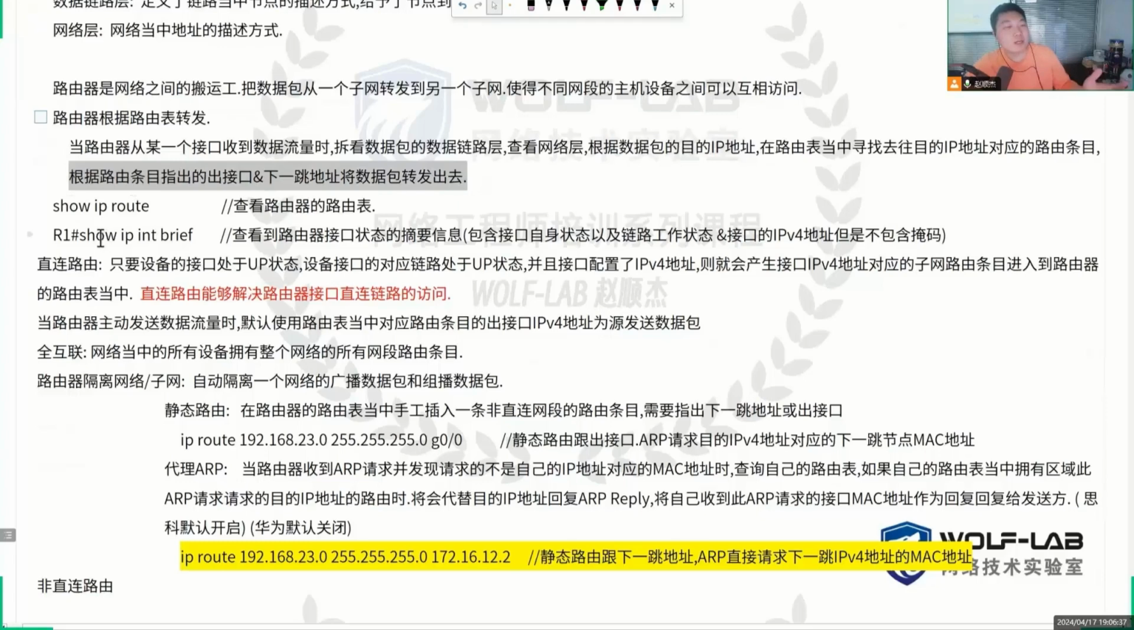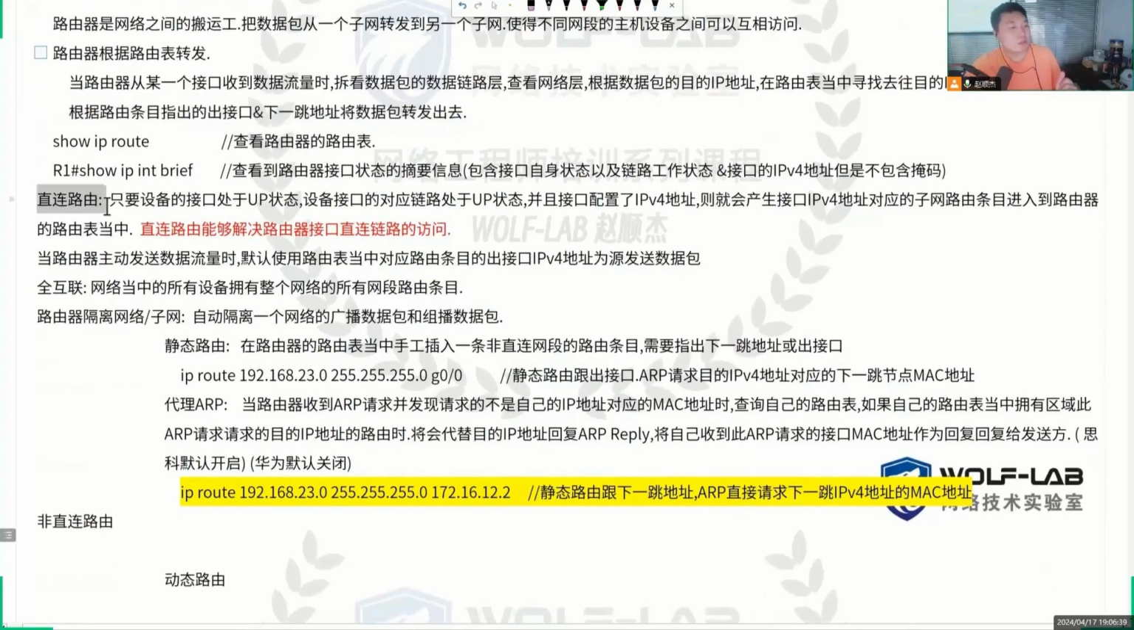We also mentioned that, by default, our router will only have direct routes. When our interface is up and our link is also up, then this link can be accessed normally. Then, when our interface is configured with an IPv4 address, the router can have this direct route. As long as it's an IP address on the same link and subnet as our router interface on the other end, access is the benefit brought to us by direct routing.